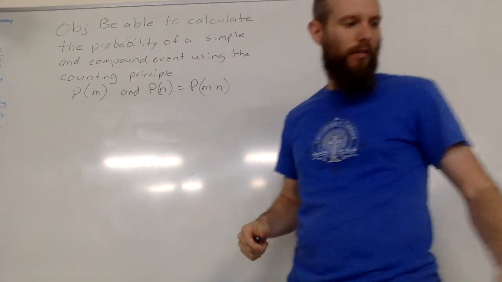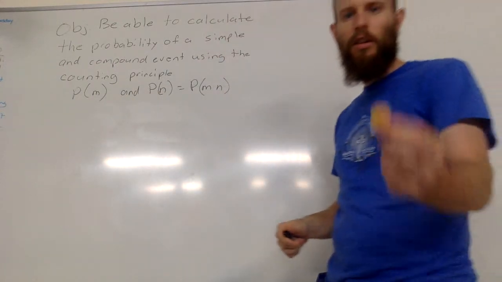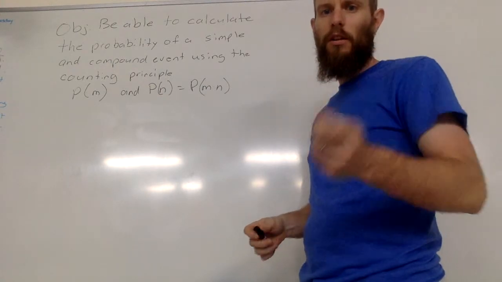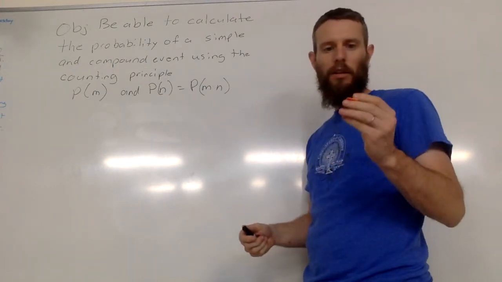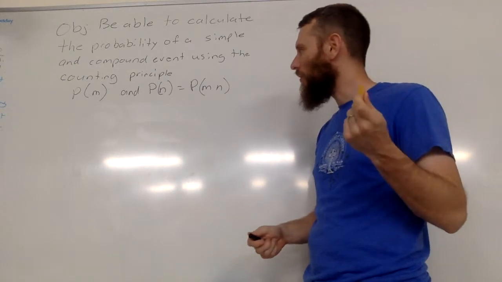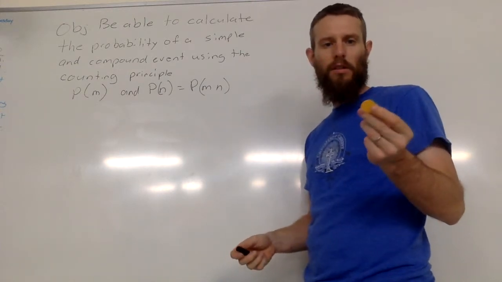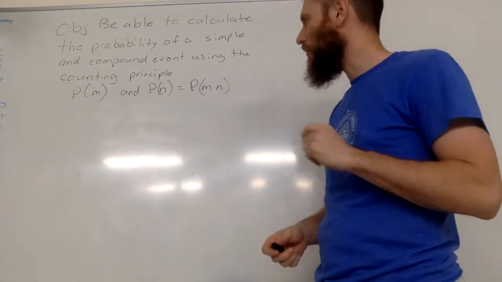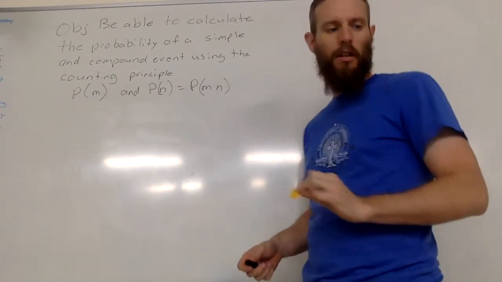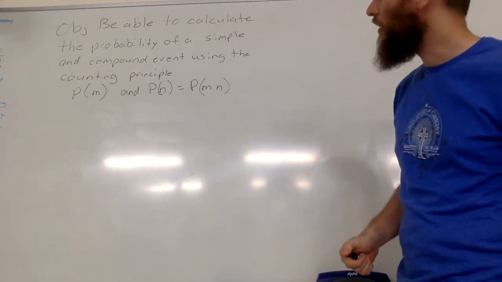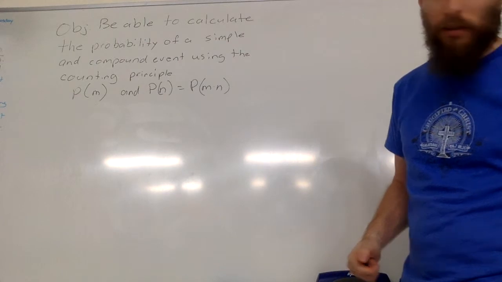How about flipping a coin? I have a yellow and red sided coin here. If I want it to land yellow side up, there's a 1 out of 2 probability that it will land yellow side up, because it could land yellow or red. I only want yellow, so there's one favorable outcome.